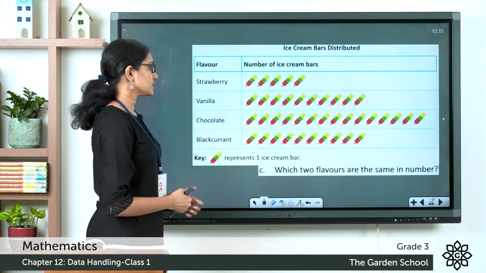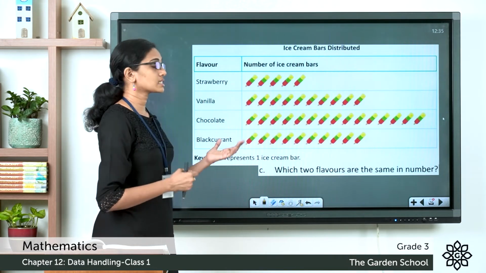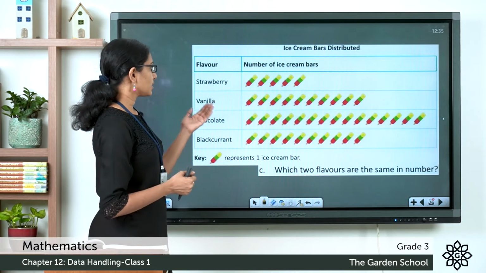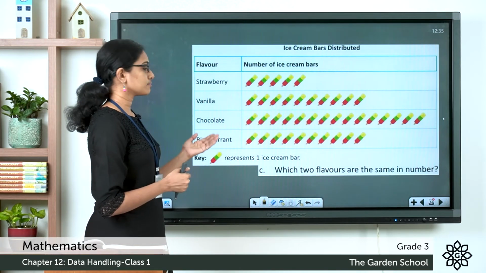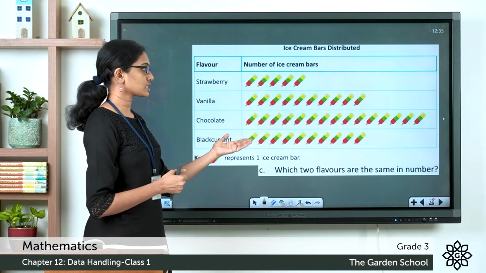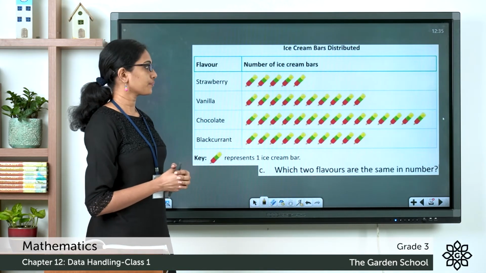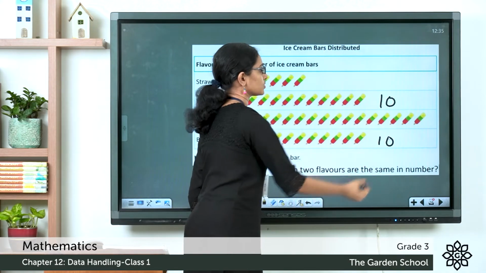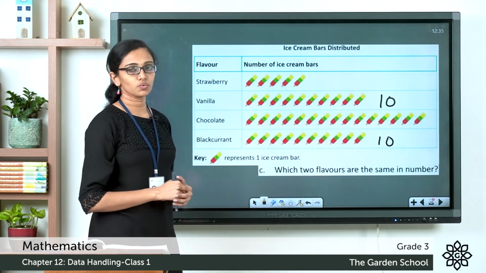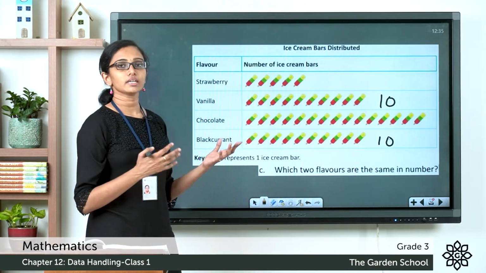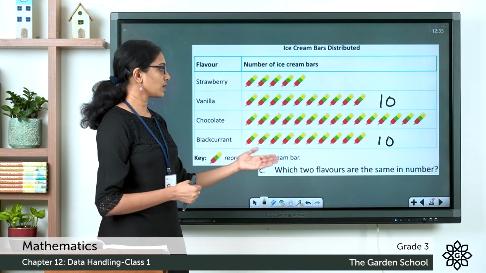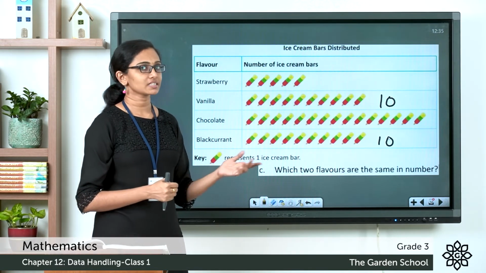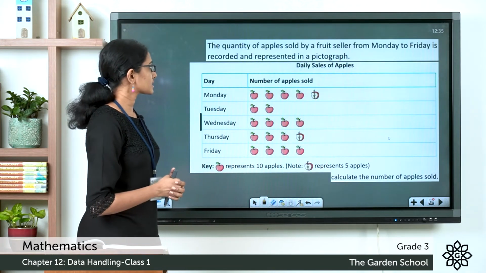Now the next question: which 2 flavors are the same in number? From the pictograph, it is clear that vanilla flavored and blackcurrant flavored ice cream bars were distributed in the same number. How many? 10, and here also 10. So these are the 2 flavors which were distributed equally. So which are the 2 flavors? Vanilla and blackcurrant. So I hope this question is clear to you. Now we'll see the next example.